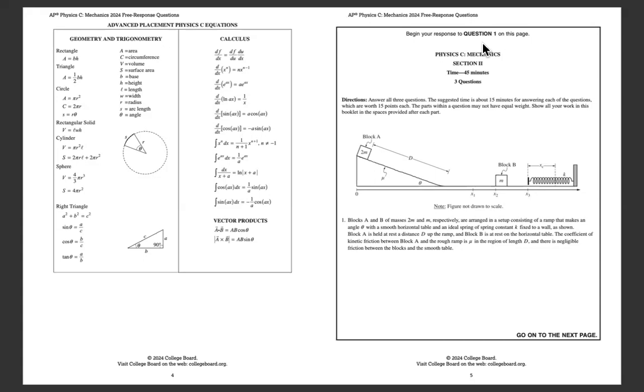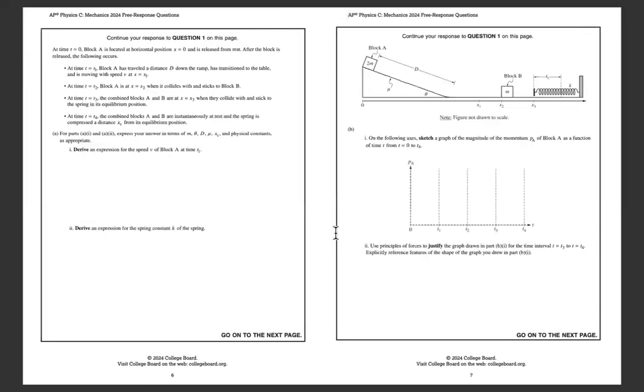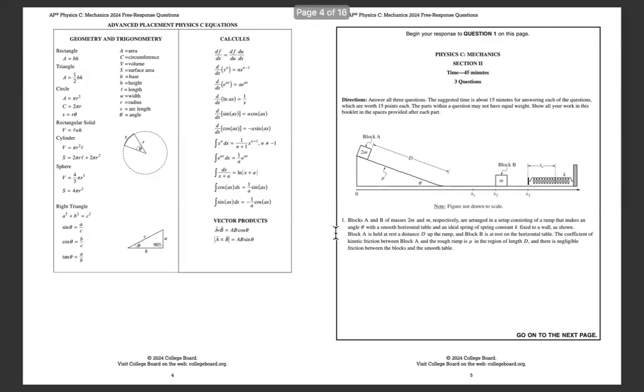Now you have a block 2M that's on a hill that has friction, goes down, collides with block B, and then they both compress the spring, right? Very similar to set one, but in this case, you're asked to derive an expression for the speed of the block at time t1, and then derive an expression for the spring constant. Note that t1 occurs after the block goes down the ramp, but before the collision.